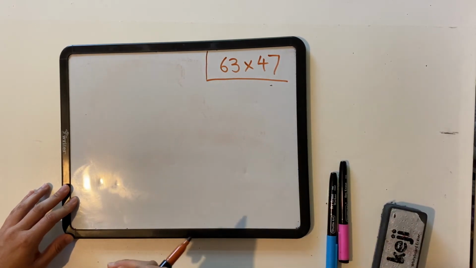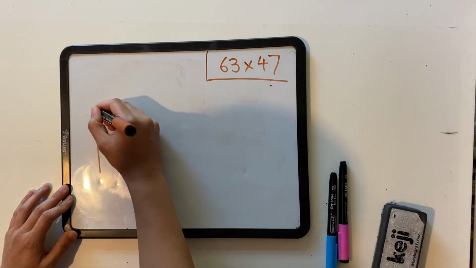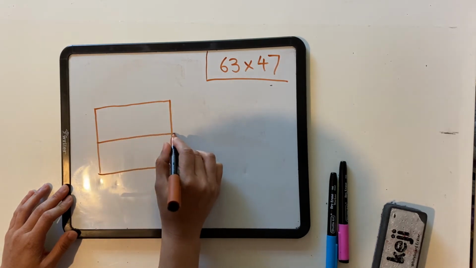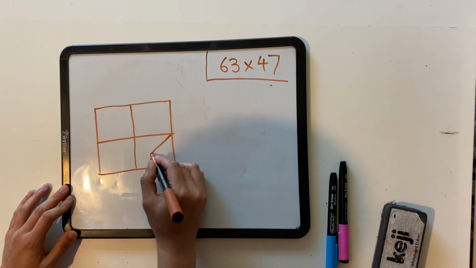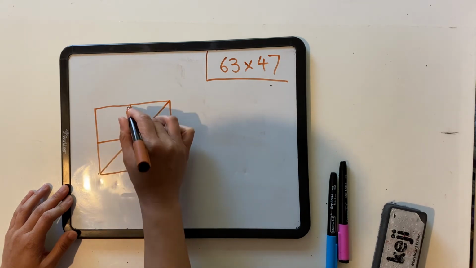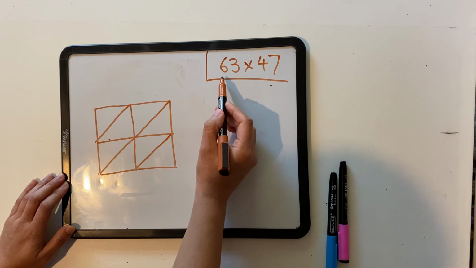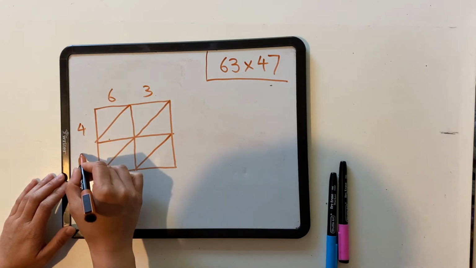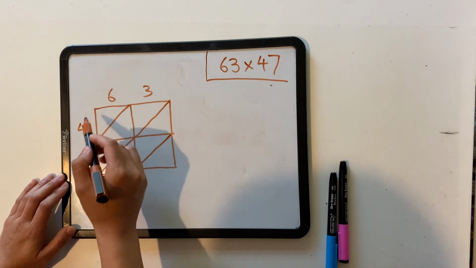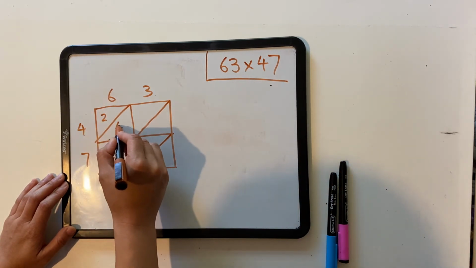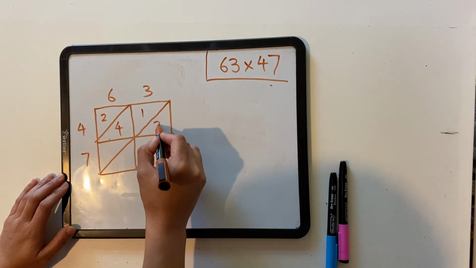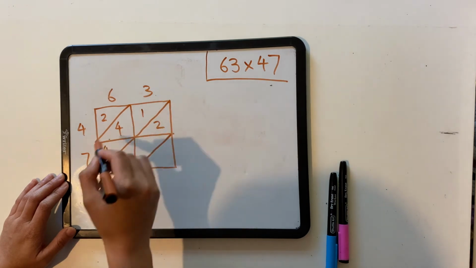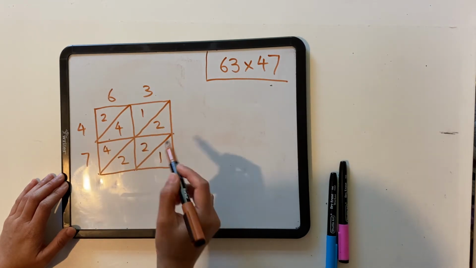So for this, I'm going to draw my lattice. And again, I'm breaking these up into tens and ones. So 63 times 47. 4 times 6 is 24. 4 times 3 is 12. 6 times 7 is 42. 7 times 3 is 21.